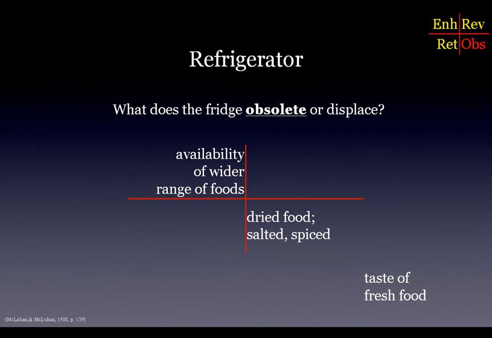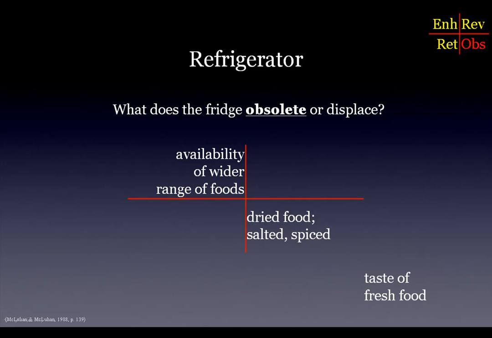Second question. What does the fridge obsolete or displace? And the answer is dried food, salted food, and spiced food. Before people had refrigerators, they had to put stuff on the food to keep it from spoiling, or they had to add strong spices to cover the taste of old food. The refrigerator displaced that food that was salted or heavily spiced.